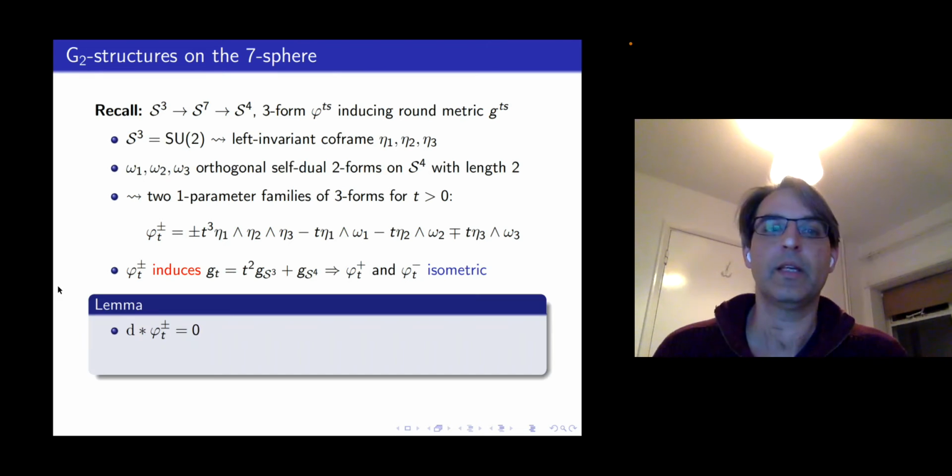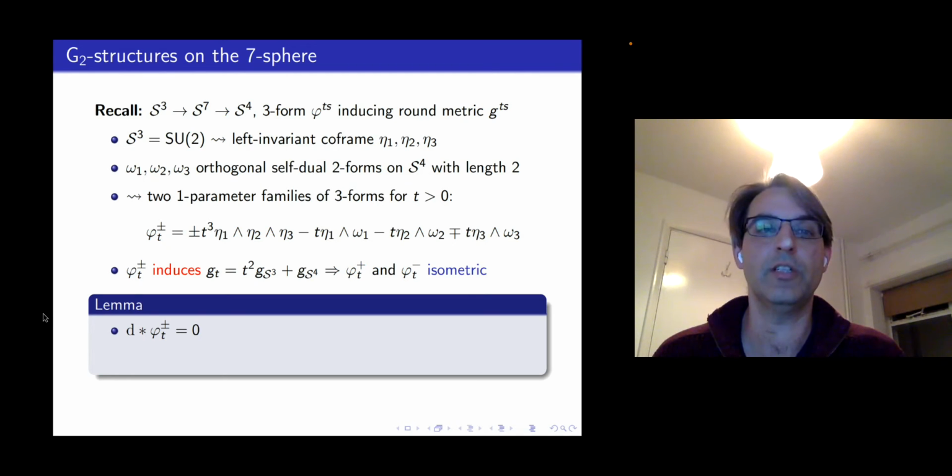We also see that all of these G2 structures are co-closed. So the star here, remember the star depends on phi_t^plus/minus itself, but all of these things are co-closed. That's important because it means that we can define deformed G2 instantons for these G2 structures.